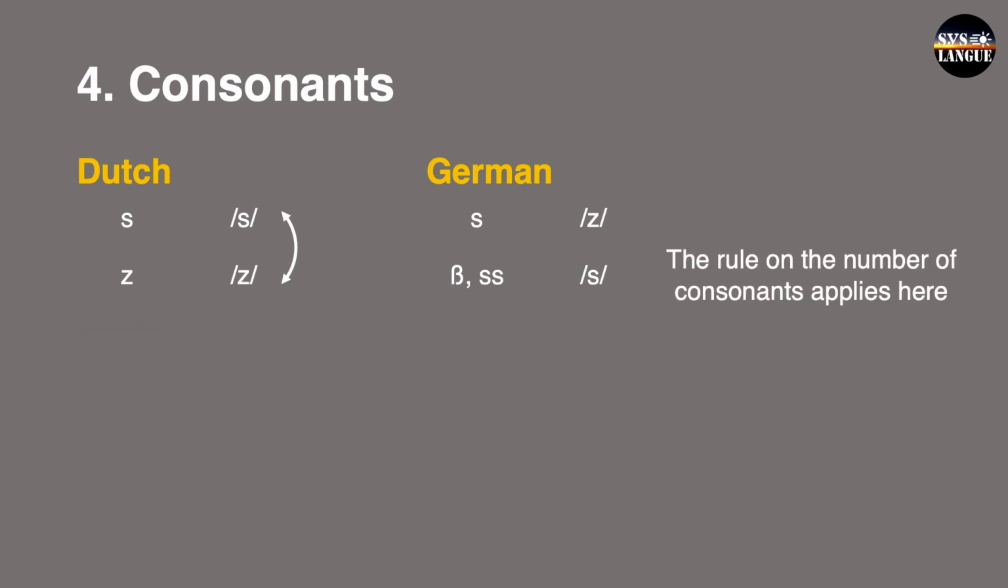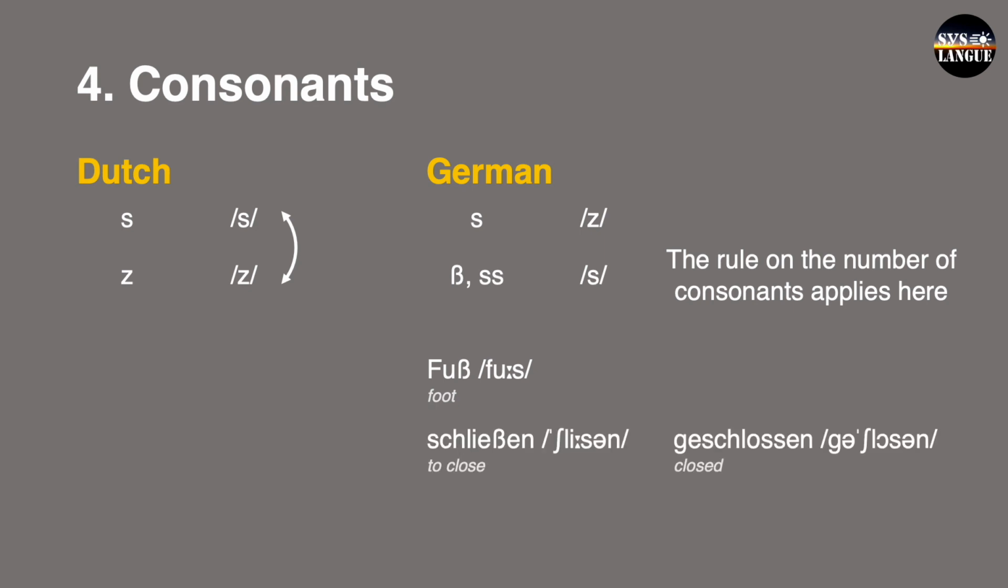As for the German Eszett or double s, the rule on the number of consonants applies also here. For example, Fuß, you want the vowel to be long, so you are only allowed to use one consonant after it, so it is Eszett. Another example, schließen, after a vowel combination, you don't need to double the consonant, so you use an Eszett. While in the past participle, geschlossen, you want the vowel to be short, so you have to use at least 2 consonants after it. In this case, it has to be double s.